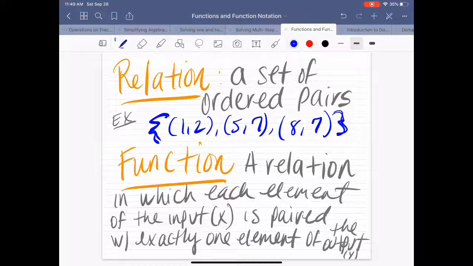Now a function. A function is a relation in which each element of the input, which is the x values, is paired with exactly one element of the output, which is the y values. So let me give you a few relations and we're going to identify if they are functions or not.